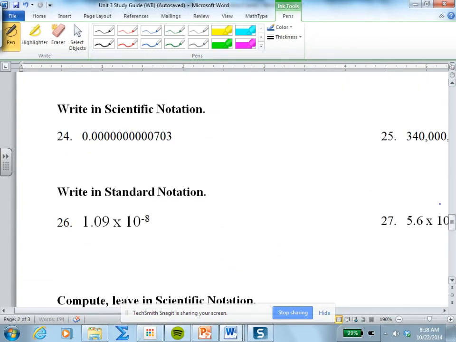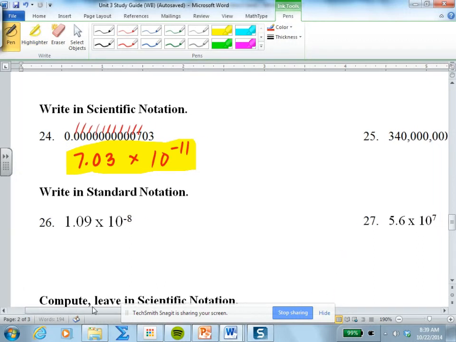Yep. Moving on to scientific notation, we have to make a coefficient that is between 1 and 10. In this case, it is going to be 7.03. Now let's figure out how many times I'm going to have to move that decimal place, and that's going to be the exponent of my power of 10. 1, 2, 3, 4, 5, 6, 7, 8, 9, 10, 11. But in the positive or negative direction? Negative. This is a very small number. Incredibly microscopically small number. 7.03 times 10 to the negative 11.